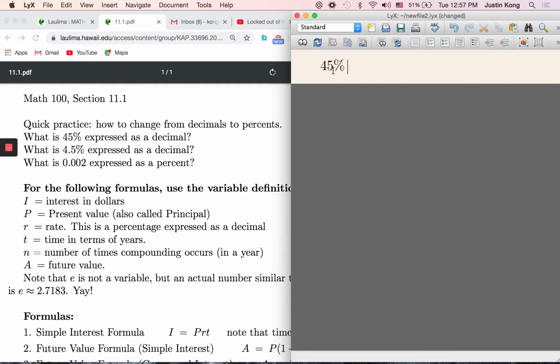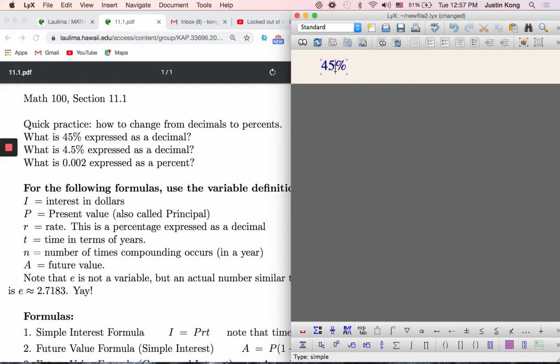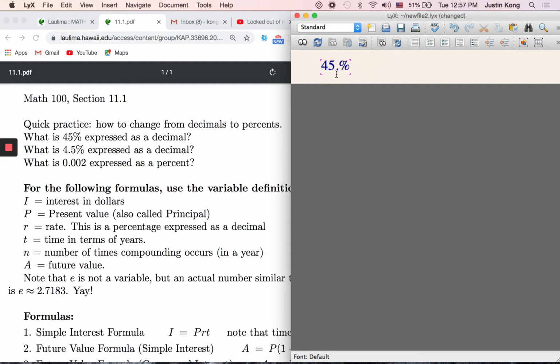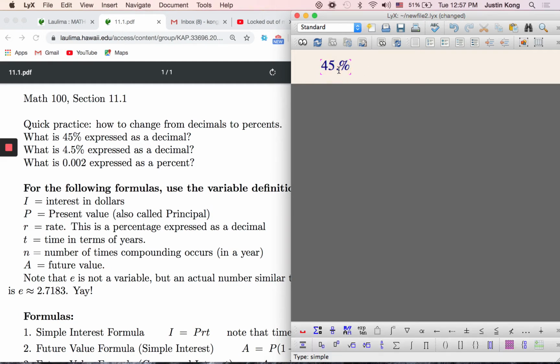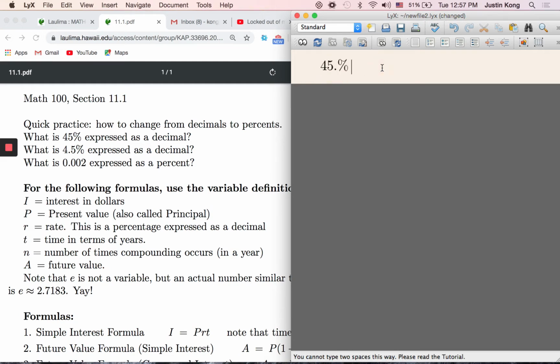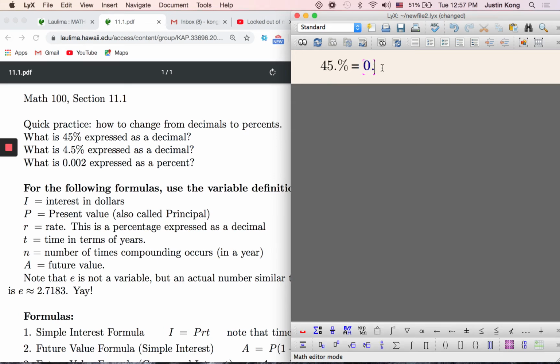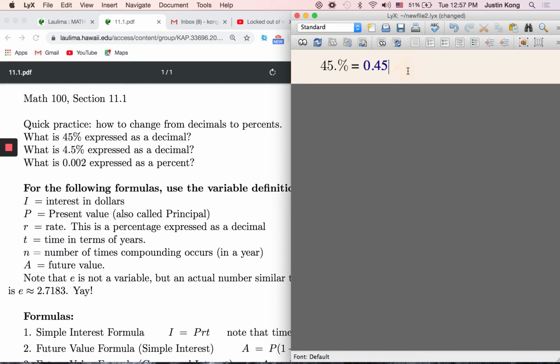To change a percentage to a decimal, we just move the decimal place twice over. So this will be 1, 2. If it's invisible, then I just add it in. So that's equal to 0.45. 1, 2 places. There it is. Okay, second one.